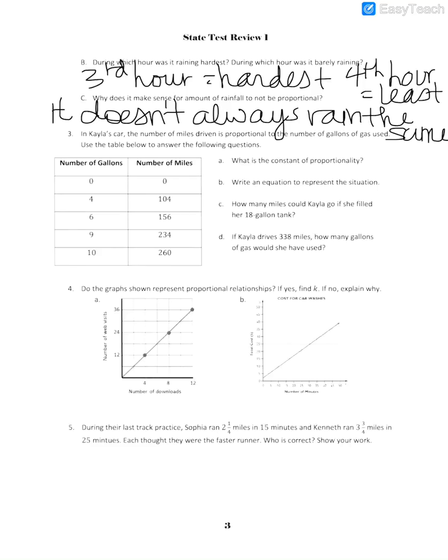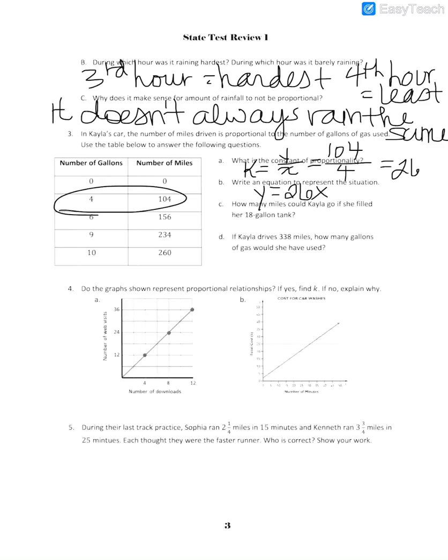All right, number 3. In Kayla's car, the number of miles driven is proportional to the number of gallons of gas used. Use the table below to answer the following questions. A, what is the constant of proportionality? Okay, so to find that, we're going to do k equals y over x. We can pick any point that we want. I'm going to use 104 and 4, and that gives me 26. So my k is 26. B, write an equation to represent the situation. So my equation would be y equals 26x.